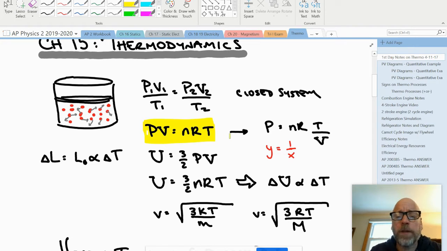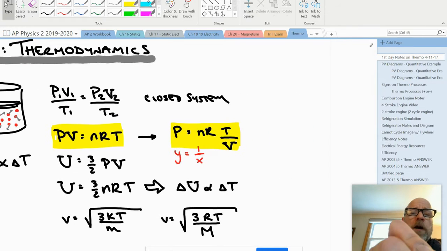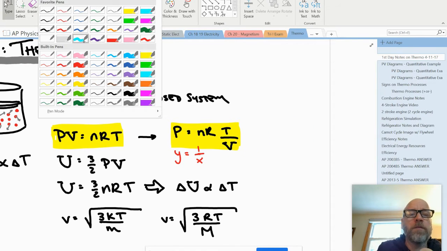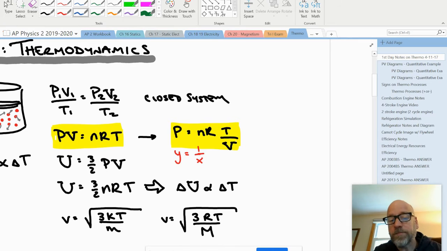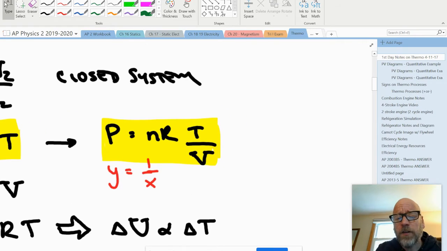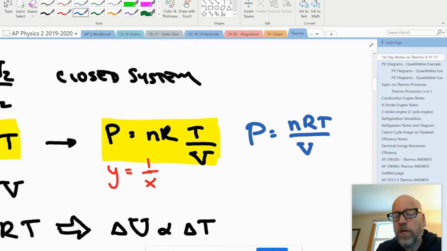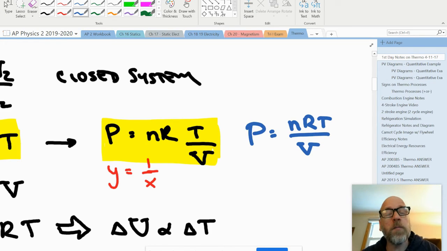But if I take that formula and solve it for P, that means divide both sides by V, right? I end up with P equals nRT over V. Now let's just talk about that for a moment before we move on. If P is equal to nRT over the volume, n is the number of moles of gas, R is the ideal gas law constant, and T is temperature.